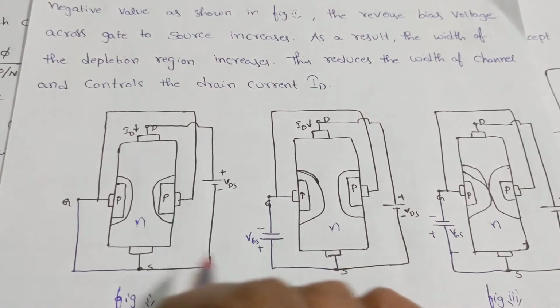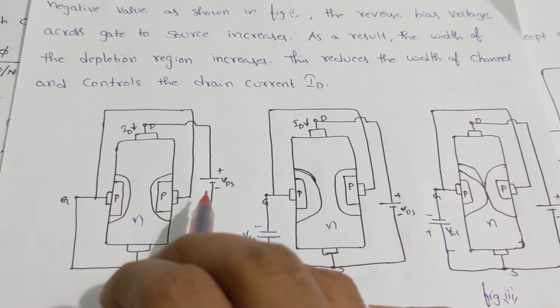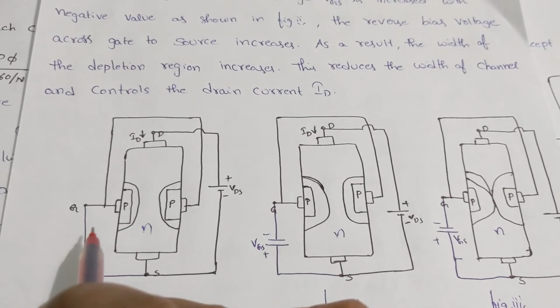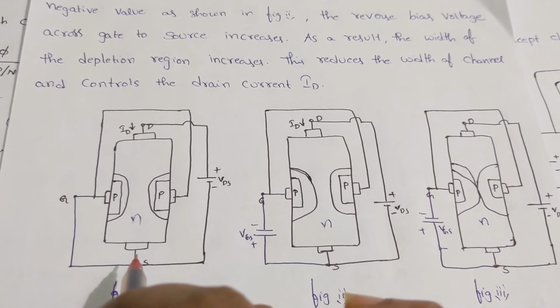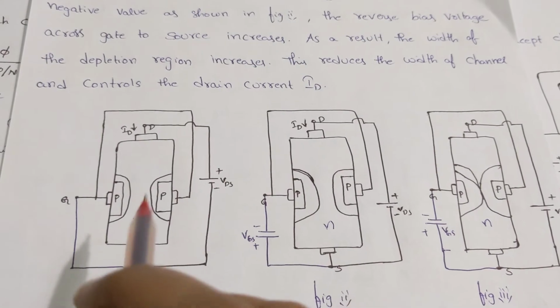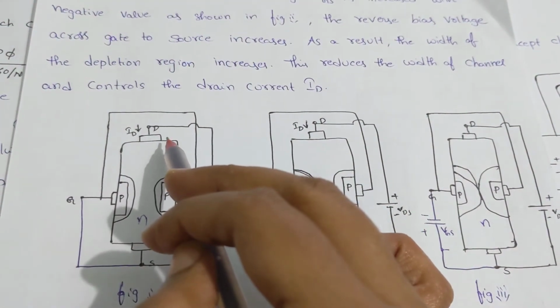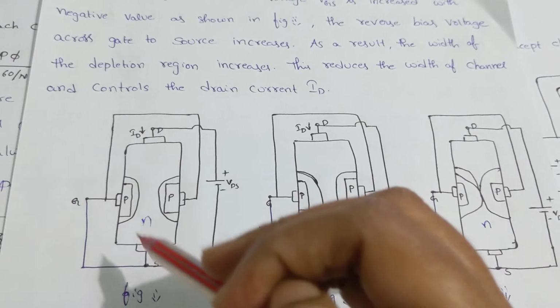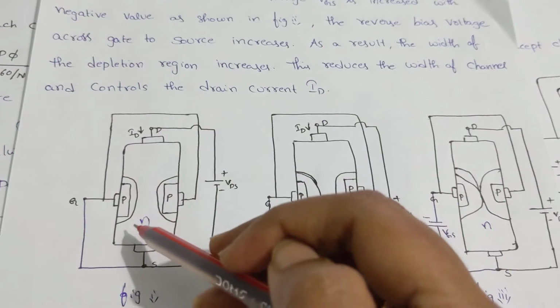Initially, the drain and source are in forward bias condition. The next, gate and source are simply short circuited. At this moment, the current from the drain goes to the source.